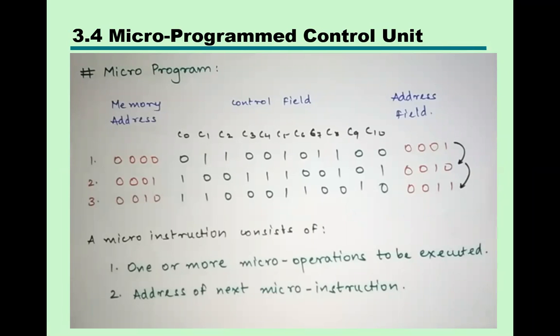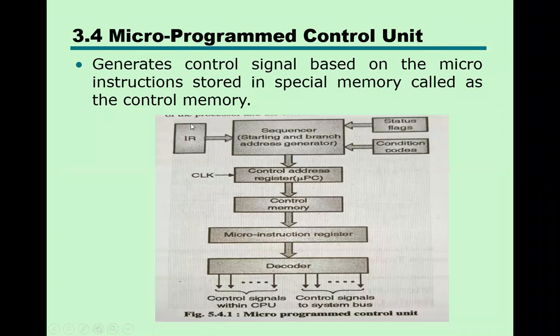There is an instruction register, IR. Here is the IR, instruction register. We know PC to MAR, MAR to IR. The instruction is loaded into the IR, right? So the instruction register, the status flag and the condition code are here. You could see the instruction register is there, status flag is there, and condition code is there. So the instruction register, status flag, and condition code are read by the sequencer that generates the address of the control memory location for the corresponding instruction in the IR.